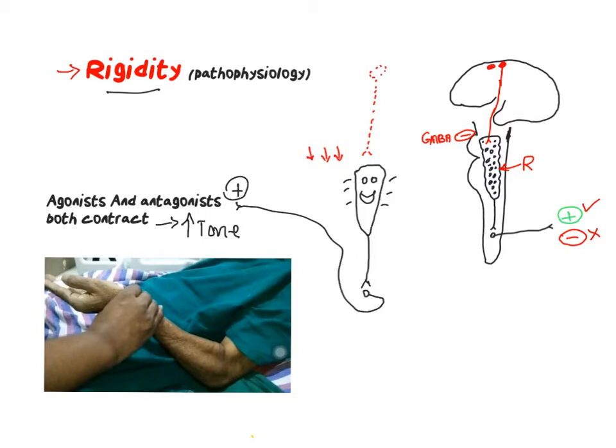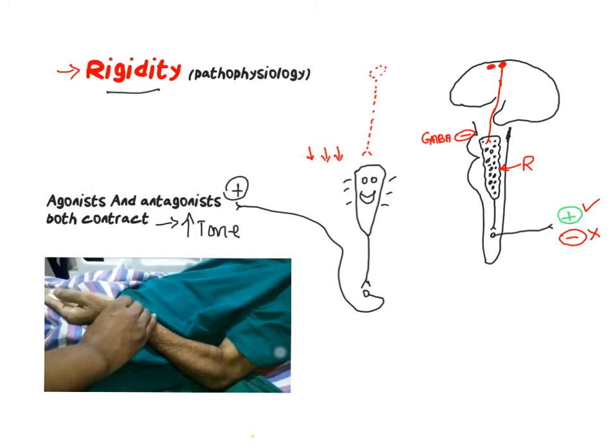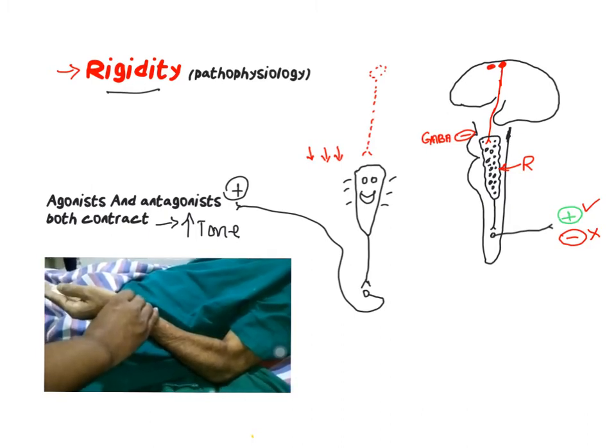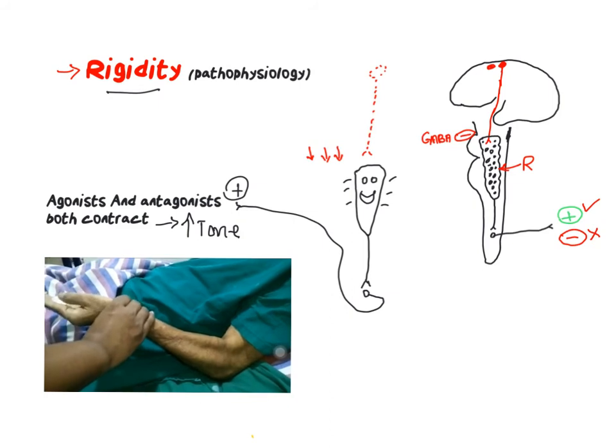Here is a video that shows a person having cogwheel rigidity in the elbow joint. This means when you apply force or resistance, it feels the same throughout, and that's why we call it cogwheel rigidity.